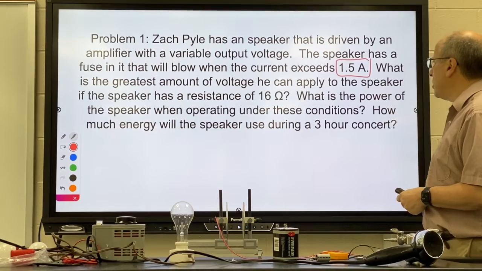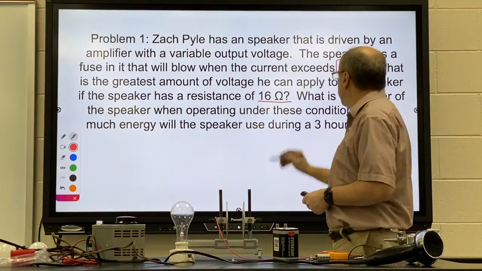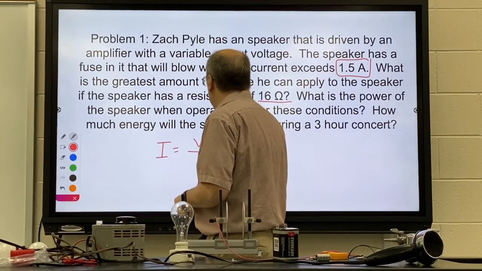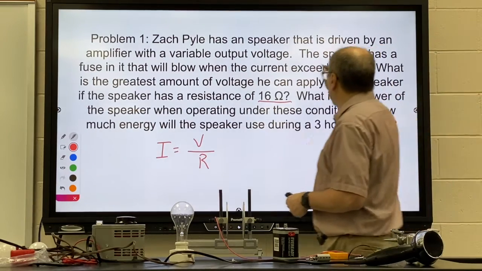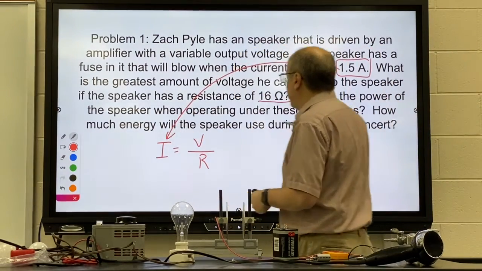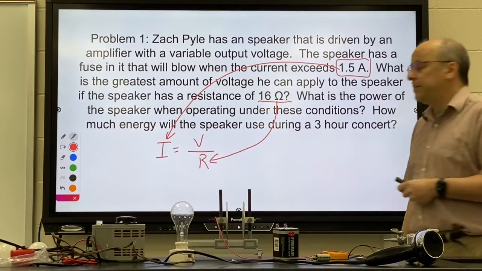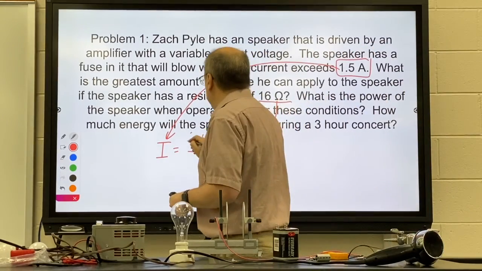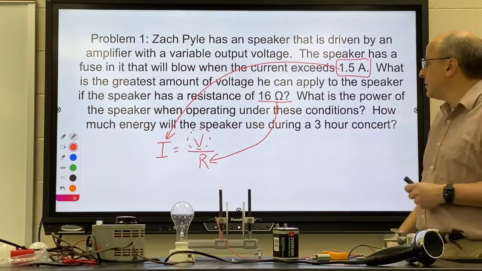So what we want to do is look at the resistance of the speaker. We want to use Ohm's law. Use the 1.5 as your current. Use the resistance of the speaker as your R. Find the voltage. What is the maximum voltage? That will be our answer.